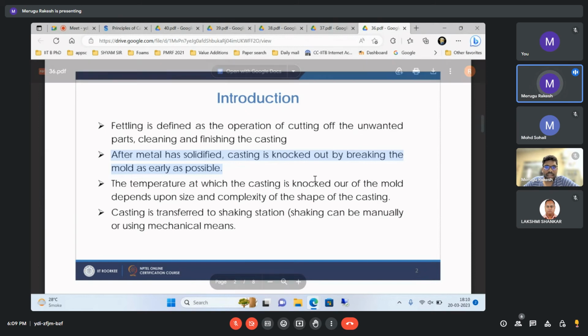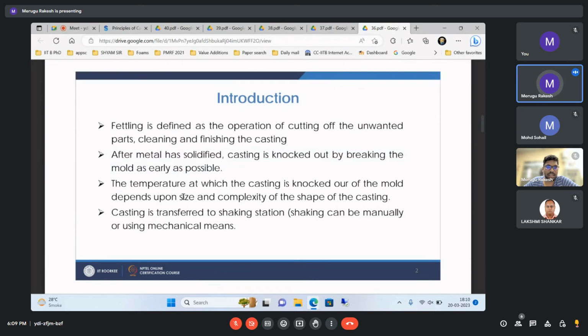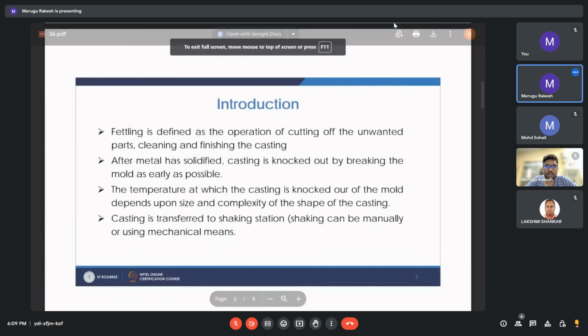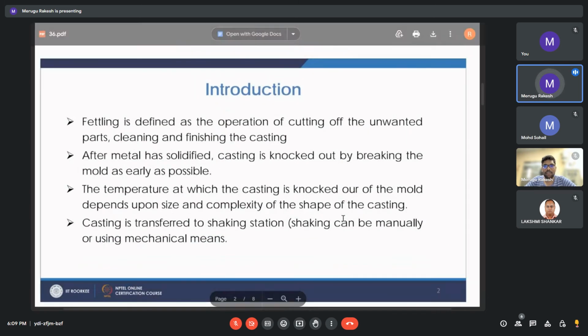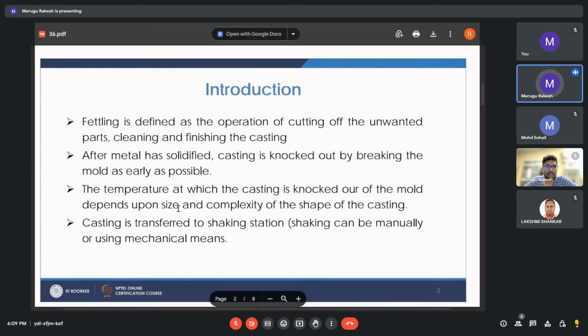The temperature at which the casting is knocked out of the mold depends upon the size and complexity of the shape of the casting, so it depends on the type of casting you are using. If you have thin sections and larger sections, we have to ensure that everything is completely solidified, because thin sections will be easily solidified, whereas larger castings need some time to solidify. So that is regarding knocking out.